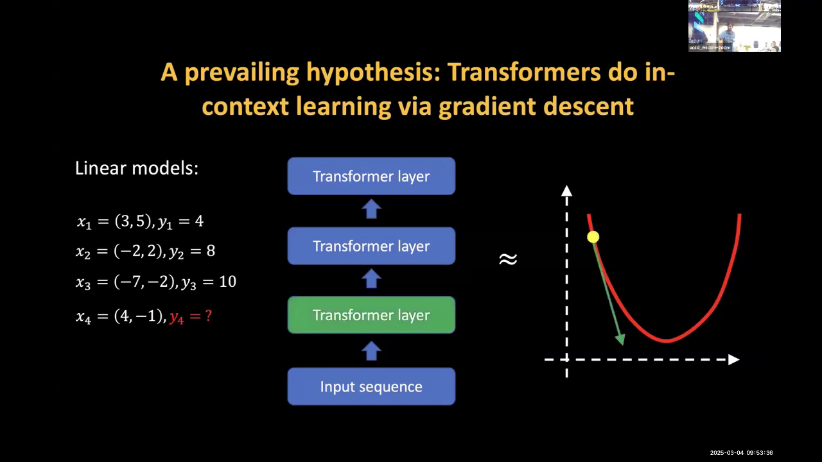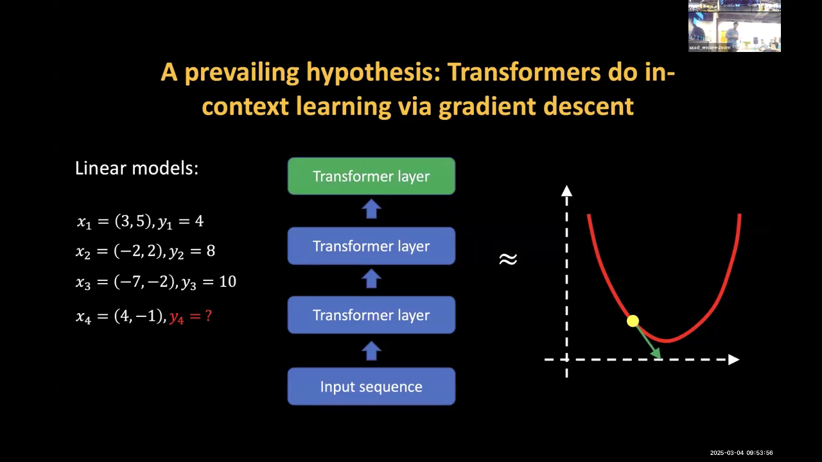So maybe in the first layer, you start with some initialization. Then you take a gradient step based on, again, this squared error objective based on the context you had, continue taking a step with another layer and so on. So that's one way that models could solve this.